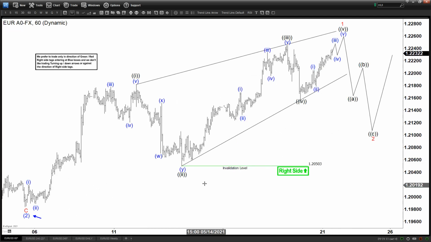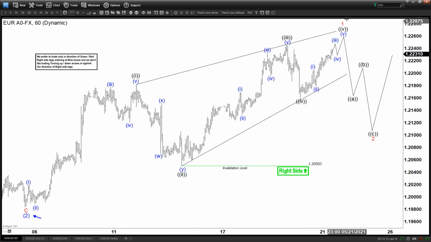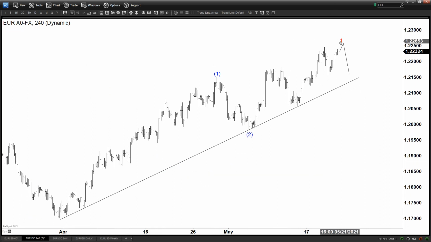So I'm just placing here the wave 2 in the intermediate degree from the 1-hour chart here. This is the same location. Then this wave 1 in the minor degree is ending right here, right? So we got this diagonal right here. And now after we finish this wave 1, we could be doing a wave 2 to correct this entire rally before higher again. So this is sort of the context.